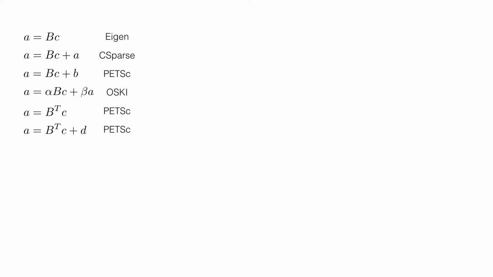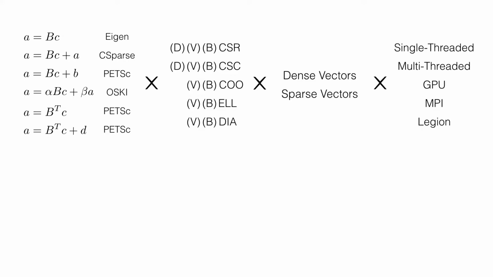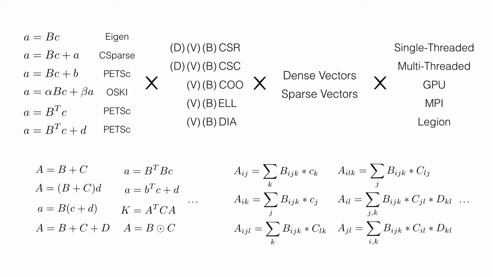There are many variations of SpMV suited to different applications. If we want all of them for different sparse matrix formats like CSR, DCSC, DIA, coordinate, and blocked, taking into account the sparsity of the vector and supporting different architectures, then we have to develop a lot of kernels. And since the number of tensor algebra expressions is unbounded, we need a tensor algebra kernel generator like TACO.